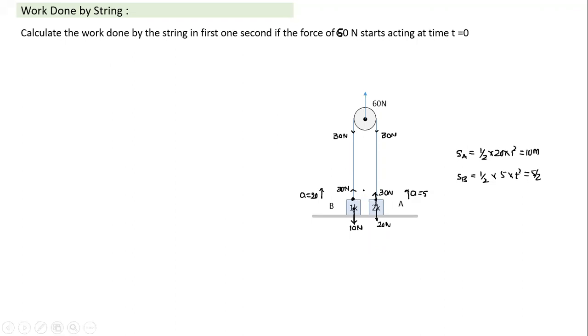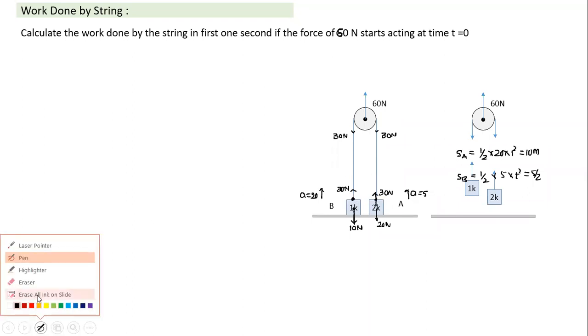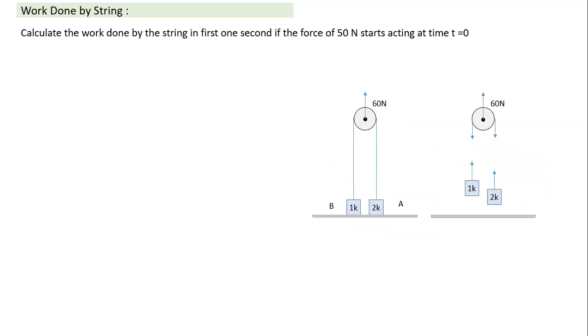So let's see, if the work done by the string we have to calculate. Many times what people do is calculate the work done by the string on the object it is connected to. It is connected to two objects, A and B. Let's see what happens if we calculate the work done. So when we calculate work done on the 1 kg block and the 2 kg block, we know this force is 30 Newton, this force is 30 Newton, and I have calculated the displacement.